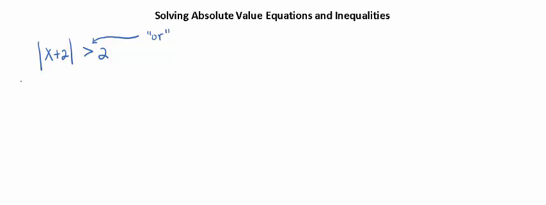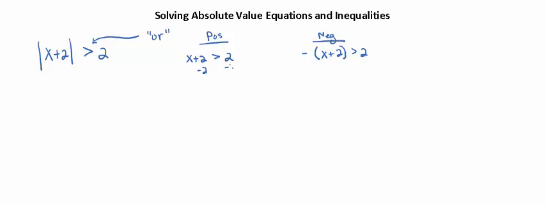Okay, there's nothing outside of the absolute value bars, so we can set up our two cases. We can set up our positive case, we can set up our negative case. The positive case is simply what is in the absolute value bars. We have x plus 2, and that should be greater than 2. The negative case is the negative version of what is in the absolute value bars. It's still greater than 2. Okay, let's go back and solve.